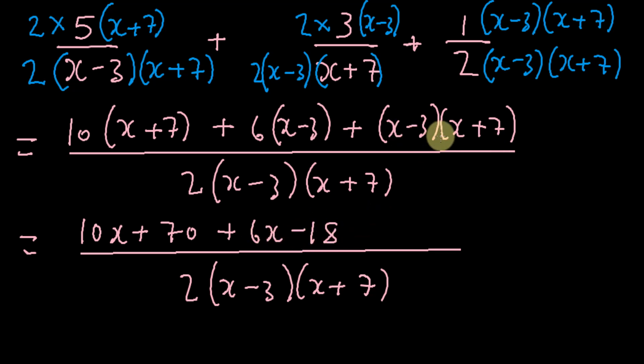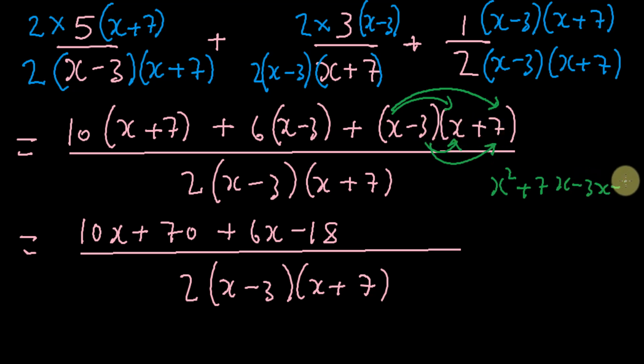And here we have 2 brackets to multiply out. Remember how we multiplied brackets in this way? So if we do this on the side, it's going to be x times x, which is x squared, x times 7, which is 7x, negative 3 times x, negative 3 times 7. And we can add like terms. So we have x squared, 7x minus 3x is 4x, minus 21.